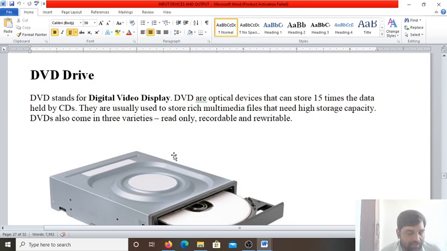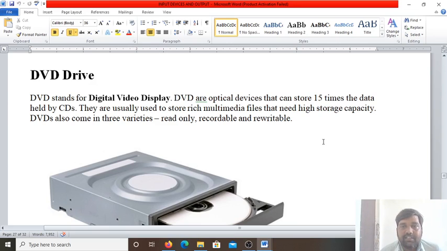DVD drive. DVD stands for digital video display, or also called digital versatile disk. In your book you will find digital versatile disk, so you follow that only.